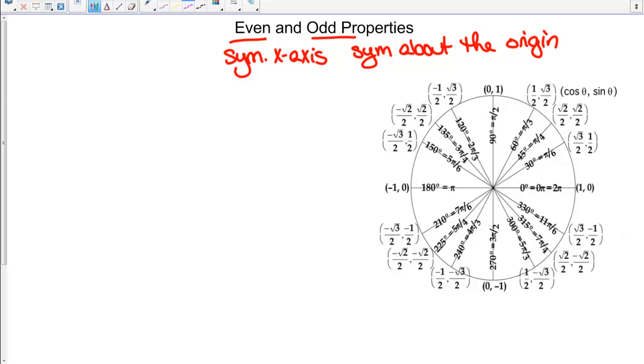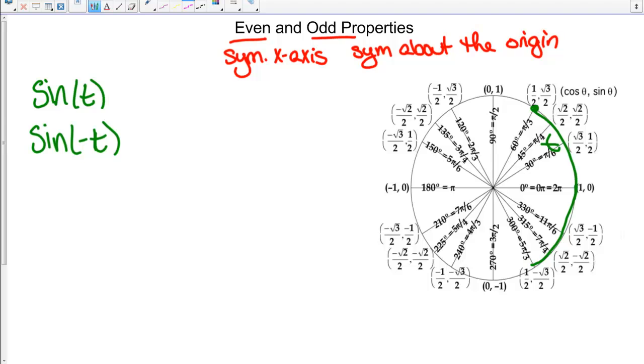So first let's look at sine of an angle t, and then let's look at sine of negative t. Remember that if we go around t, then going around negative t is the same distance but going clockwise.